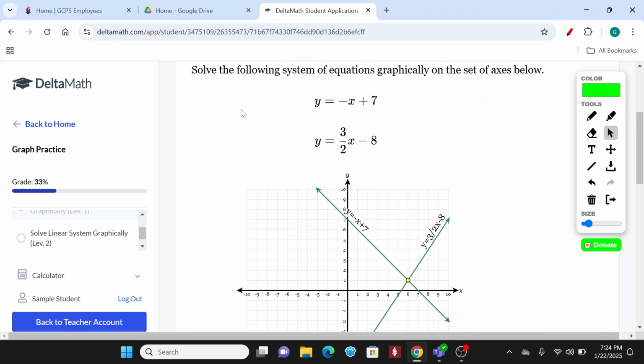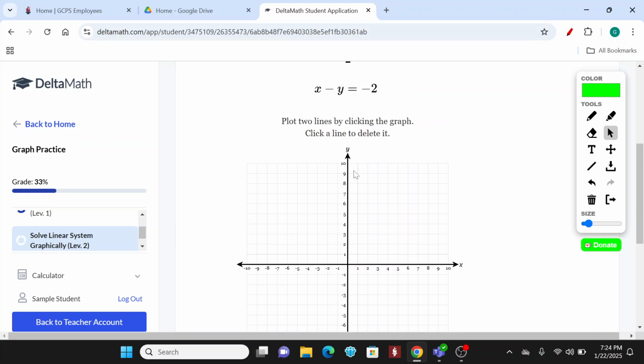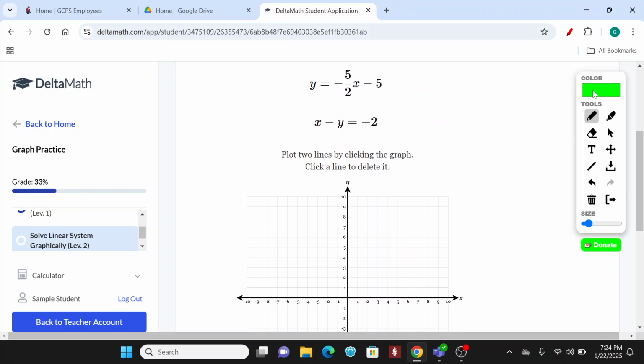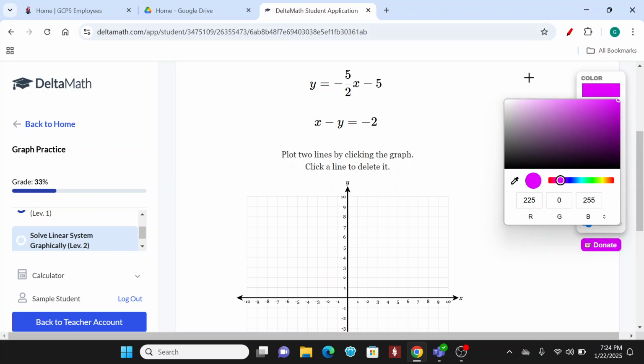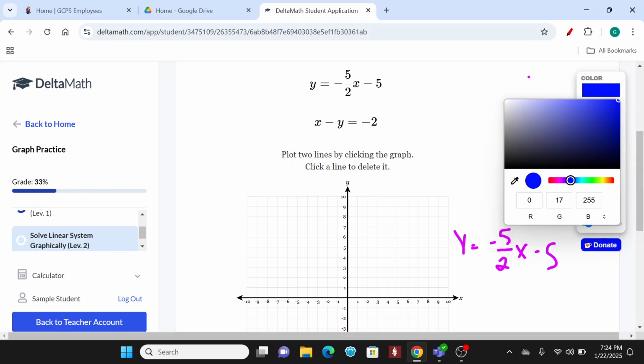So we're going to go ahead and go to the second level. So again, I'm going to rewrite these equations so that way we can see them a little better. For our first equation, we have y equals 5 over 2x minus 5. Well, that's kind of weird. Our second equation isn't set up as y equals mx plus b.